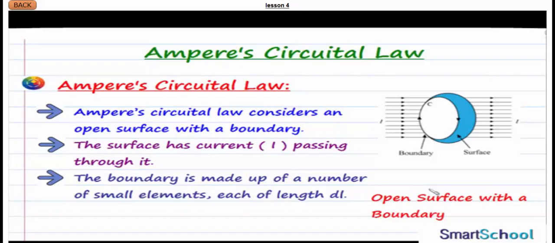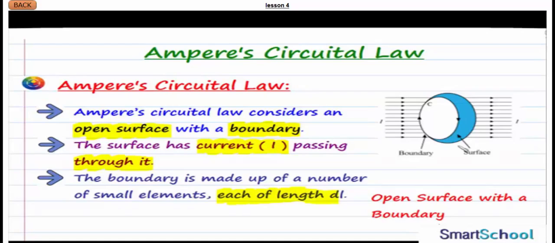Let us study about Ampere's circuital law. Ampere's circuital law considers an open surface with a boundary. The surface has current I passing through it.